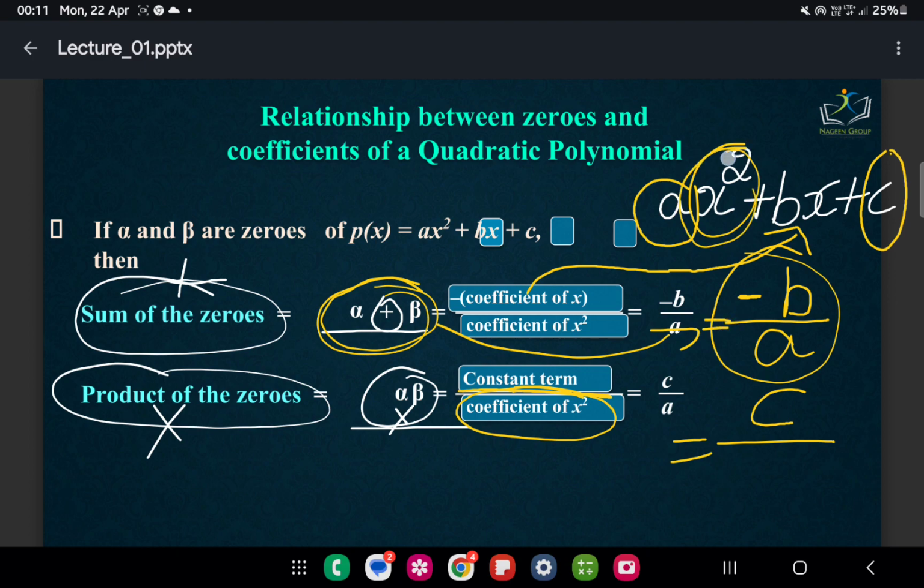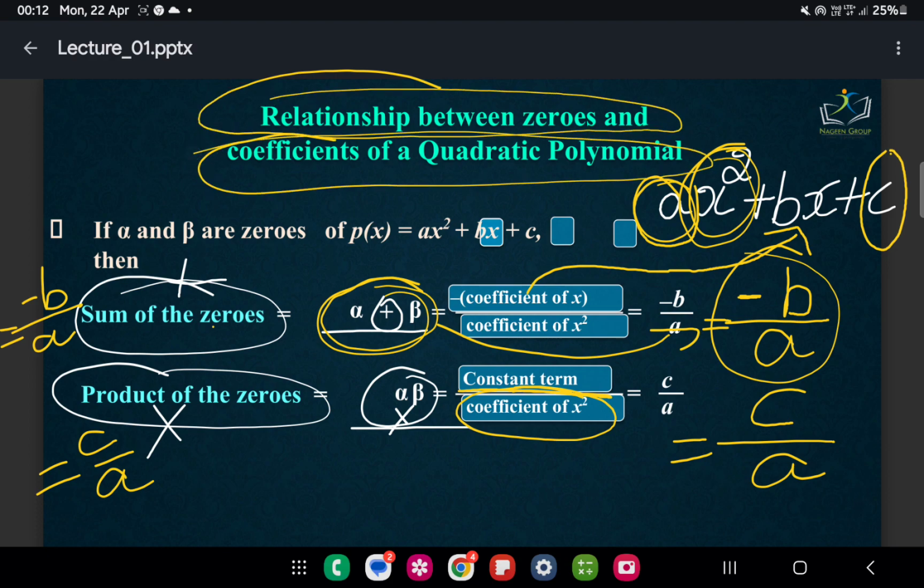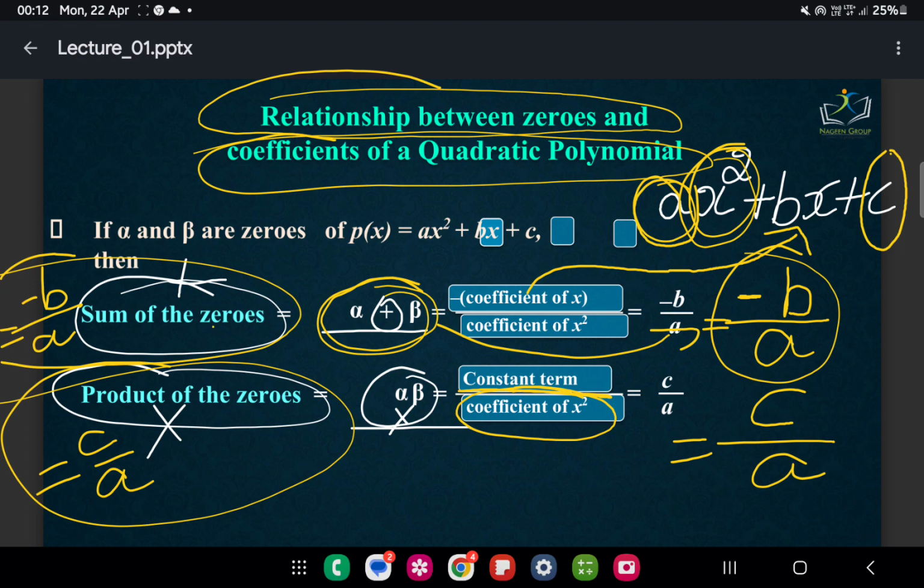We already know that the coefficient of x square is a, so it is c by a. So the sum of the zeros is minus b by a, and the product of the zeros is c by a. This is the formula to find the sum and the product of the zeros. I hope you understand the relationship between the zeros and the coefficients of a quadratic polynomial. Now let us go to the next topic.